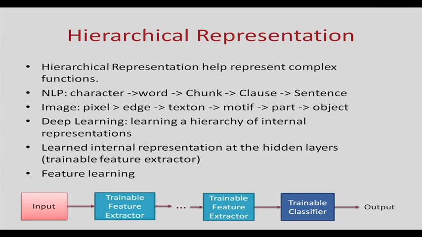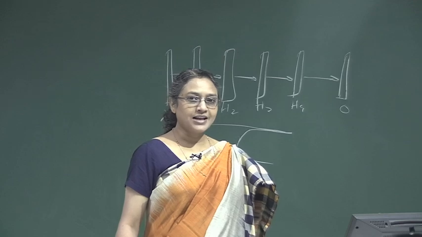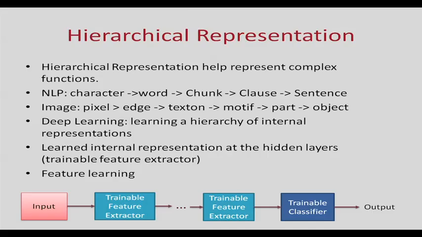In many tasks, hierarchical representation helps represent complex functions. For example, in natural language processing, we have an input sentence and we can look at first identifying the words and looking at the part of speech or morphology of the word. We can then identify chunks or small phrases, then larger phrases or clauses, and then the sentence, and we can process it in this order in the NLP pipeline. When you are doing image processing, you can initially find the edges in the image. From the pixels, you can find the edges, then the textons, then motifs, then parts, then objects. And if you do it hierarchically, the process may become simpler.